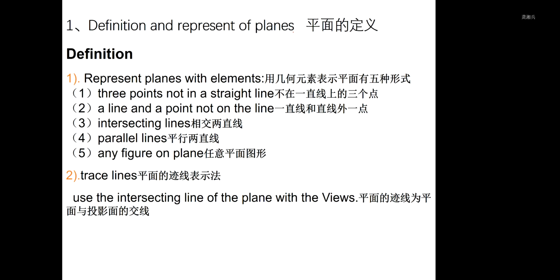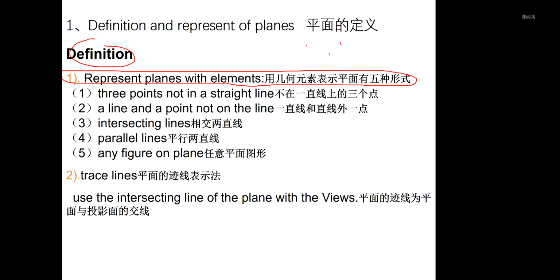In this definition, we have five kinds of methods to determine a plane. So I will show you the definition here. Represent a plane with elements. Use elements to represent the plane.